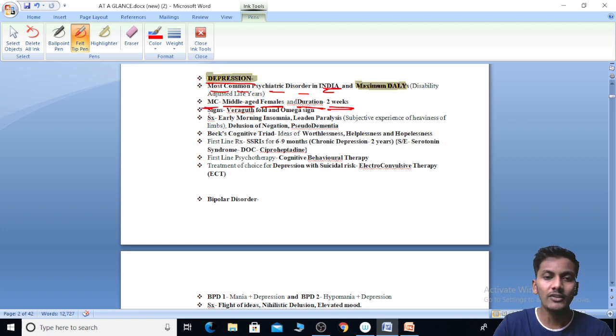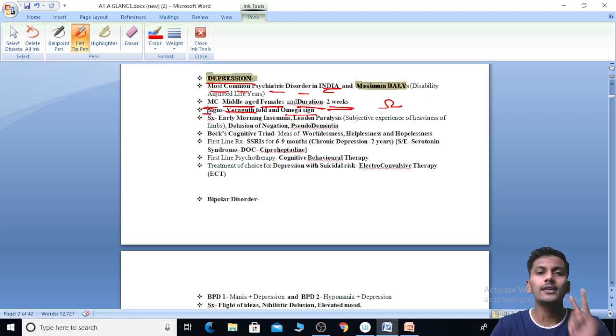What are the signs of depression? Okay, there are certain signs for which the images can also be asked. We'll discuss it in the later part. So please remember, there are 2 signs. First is your Veraguth fold. Okay, it is an orbital fold. And second is your omega sign. This is your omega sign seen on the forehead. I'll show you the images, don't worry.